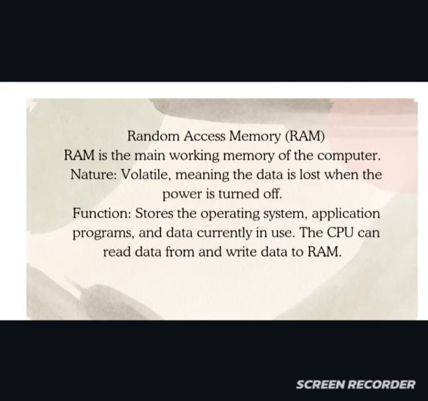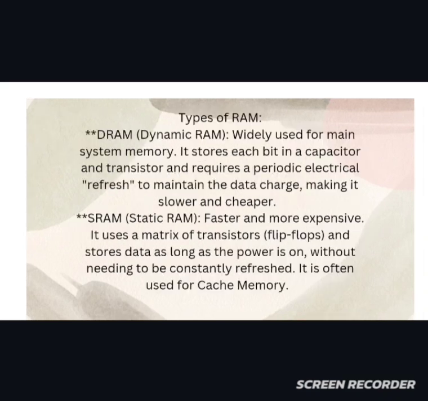Random access memory. RAM means random access memory. RAM is the main working memory of a computer. Nature: volatile, meaning the data is lost when the power is turned off. Functions: stores the operating system, applications, programs, and data currently in use. The CPU can read data from and write data to RAM.